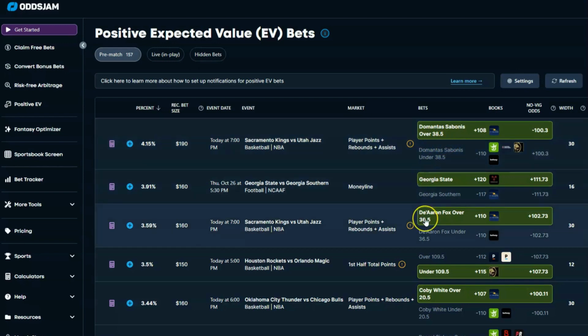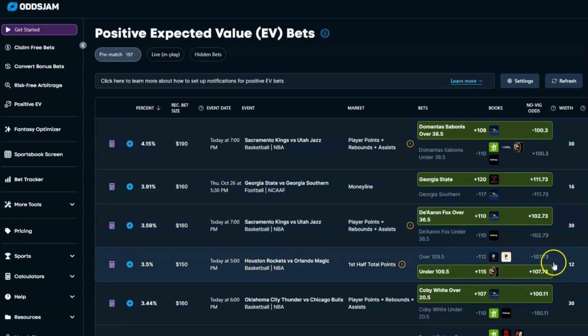Anything in green is highlighted for you. You can see here, there's a nice wager at 3.59%. Anything above 1.5%, 2% is great. You've got a nice market width too. On the right-hand side here, anything at 30 and under is my player prop target.